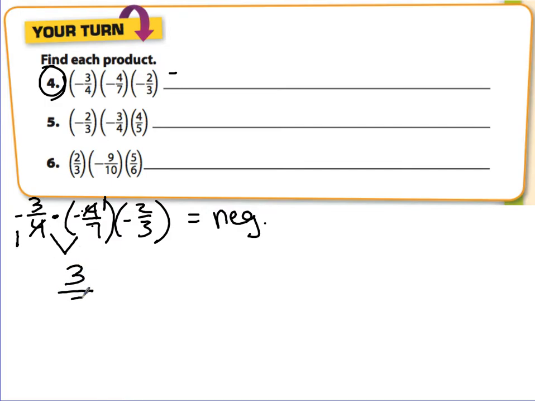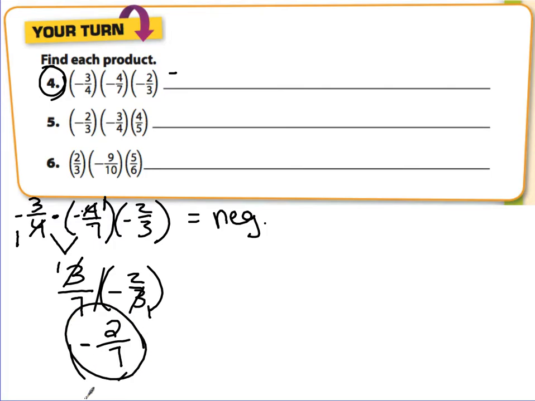1 times 7 is 7. Negative and negative gives me a positive, but I still have negative 2/3 to multiply. Here I have 3 and 3, they're both divisible by 3, and I get 1. 2 times 1 is 2, 7 times 1 is 7, and then I get negative because a negative and a positive give me a negative. So I should get negative 2/7 as my answer.